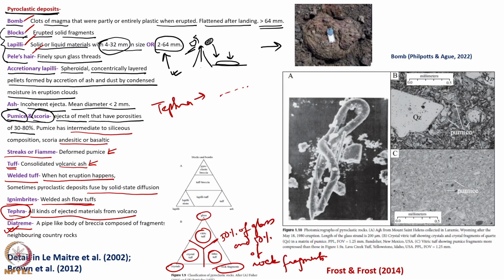Let us look at photomicrographs of ash. This is a vitric tuff under the microscope, and again another example of vitric tuff, which is figure C. Within the vitric tuff, the pumice has been identified, that means the individual pieces have been identified. If you make a ternary plot of blocks and bombs at one apex, lapilli as a second apex and ash as the third apex, different rock types can be identified, such as pyroclastic breccia, tuff, lapilli tuff and lapilli stone.